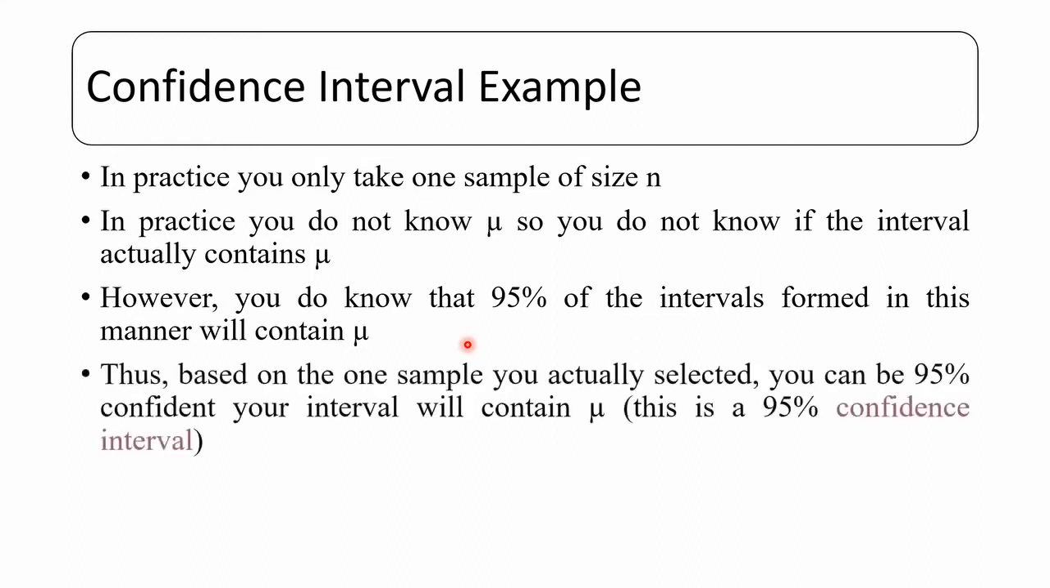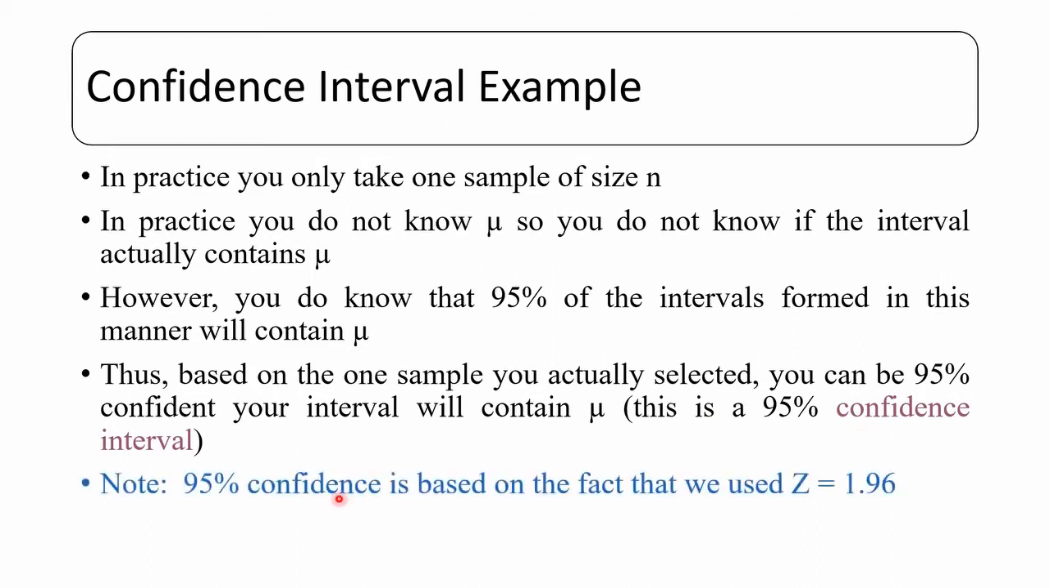Now, based on the one sample you actually selected, you can be 95% confident your interval will contain mu. This is a 95% confidence interval, right? So 95% confidence is based on the fact that we used Z equals 1.96. Remember, in the standard normal distribution, when you have 95%, on either side, since it is symmetric, you would have 2.5% on your left hand side, lower tail, and upper tail would also be 2.5%.